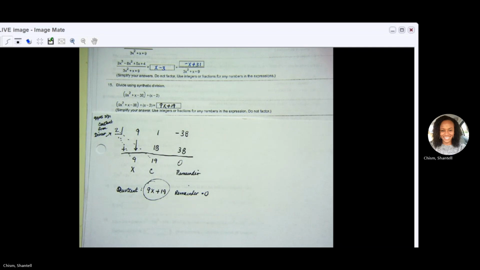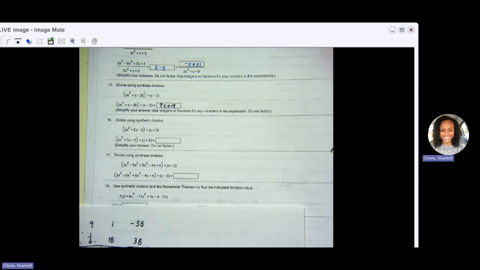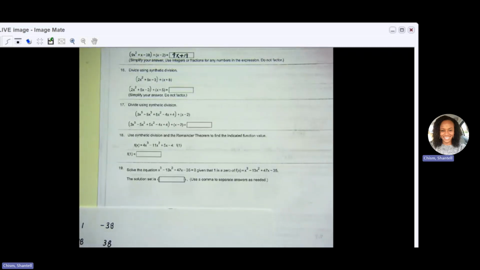Okay? I'm going to do another one. There are a couple of these actually, number 16, number 17, so we're going to do both of those. And then we'll look at synthetic division. I'm sorry, that is synthetic division. But we'll look at using synthetic division and the remainder theorem. So more so focus on the remainder theorem to find this function value, okay? So look at number 16 now.